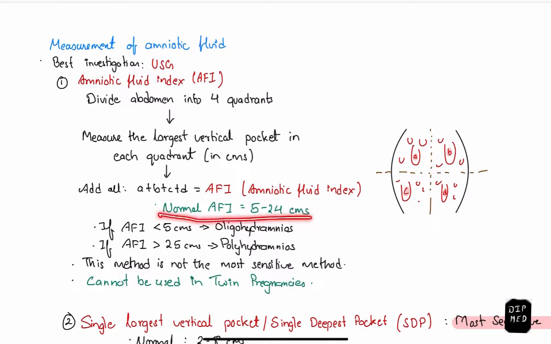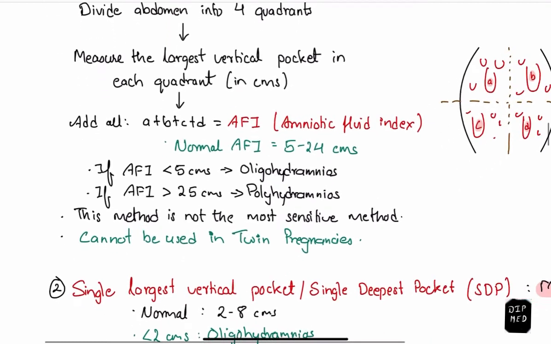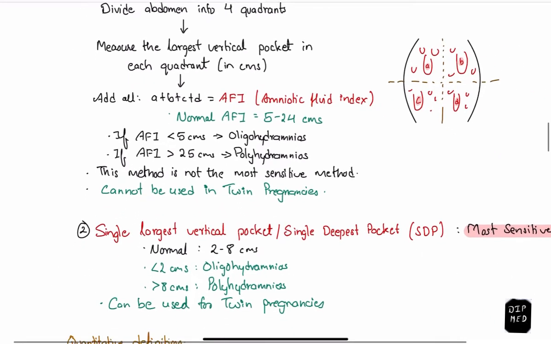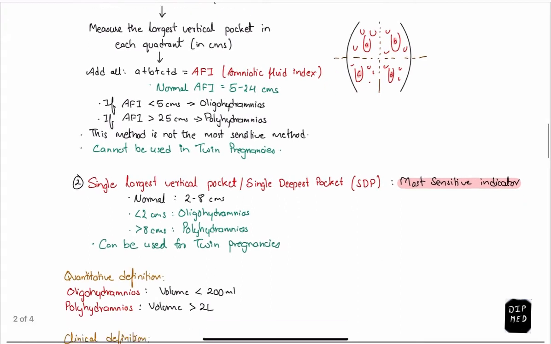Normal AFI is between 5 to 24 cm. So if AFI is less than 5, it's oligohydramnios, and if it's more than 24 cm, it's polyhydramnios. This method is not the most sensitive method and cannot be used in twin pregnancies.